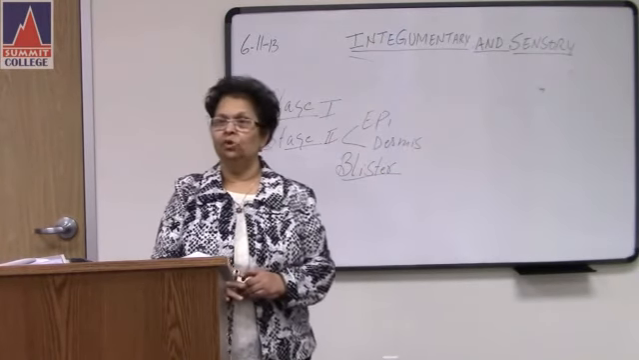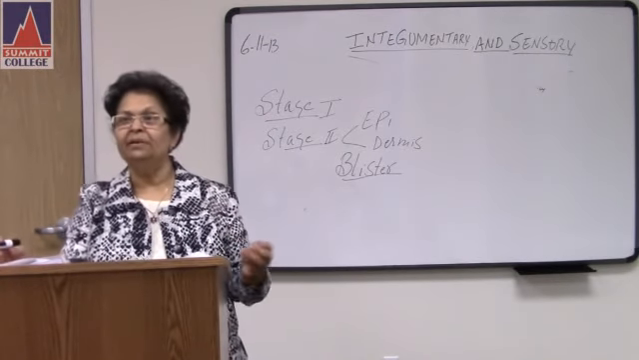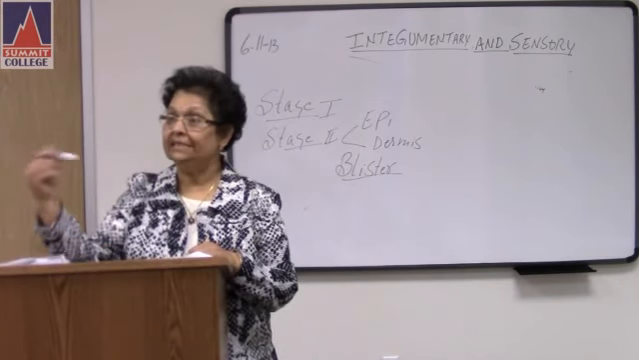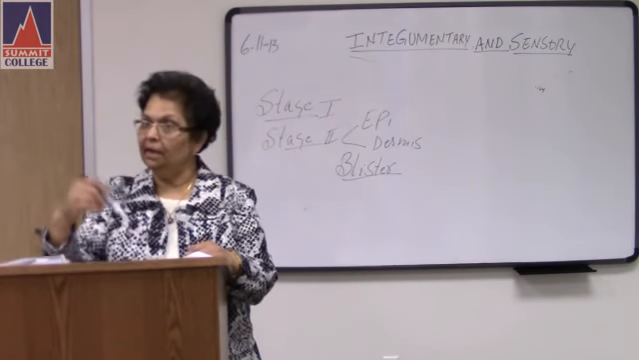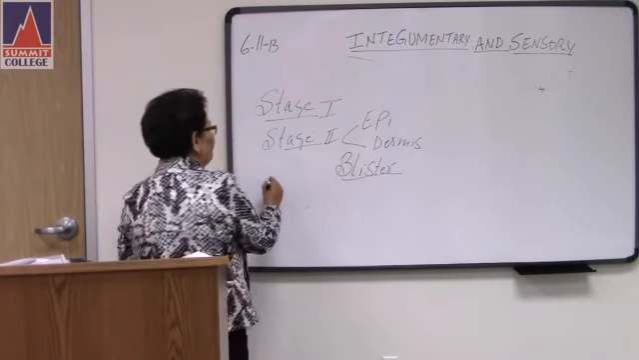And the blister is open because you can see the skin. The outer skin is open, the epidermis is open, and you can see the dermis. Maybe a little deeper, that's a stage 2. What is stage 3? It would be deeper.